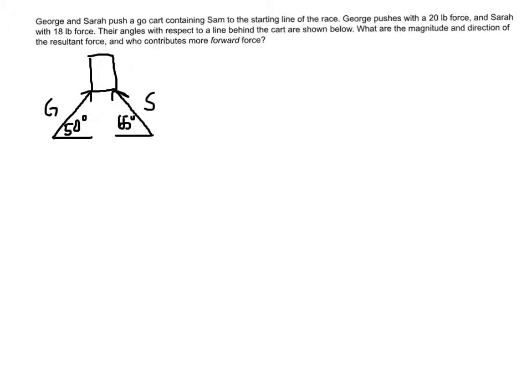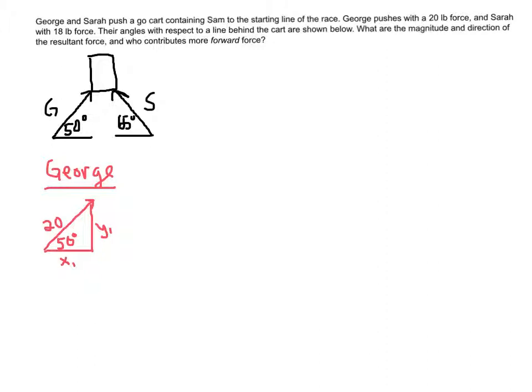What we're going to do is we're going to look at the George vector, the Sarah vector, and when we add them together, that's going to be our resultant vector. So let's look at the George vector, and that's going to be a vector with a magnitude of 20 pounds of force at an angle of 50 degrees. So we're going to find the x component and the y component.